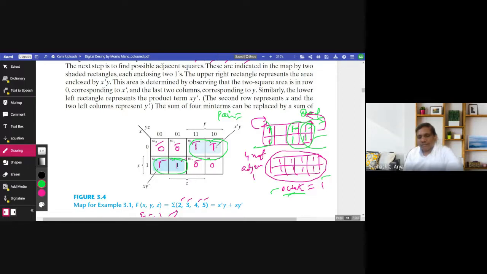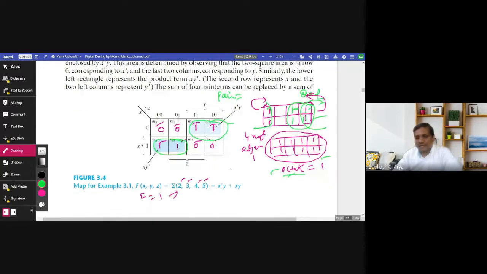Once we have made a pair, if any literal is not making any pair, then we leave it, and at the end we write its corresponding expression, assuming that there is no further scope to minimize this literal or this minterm. So once we have made this grouping, this group of 2 ones, that is a pair, then we have to write its minimized literal.